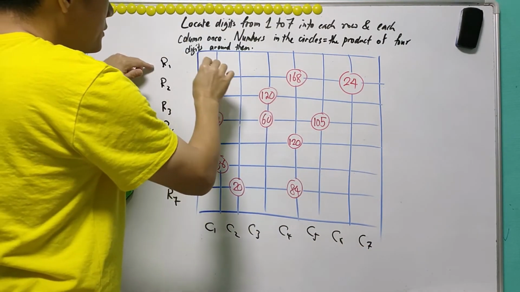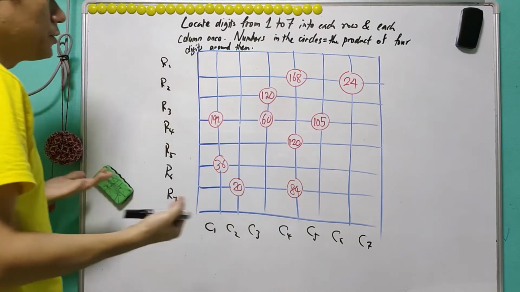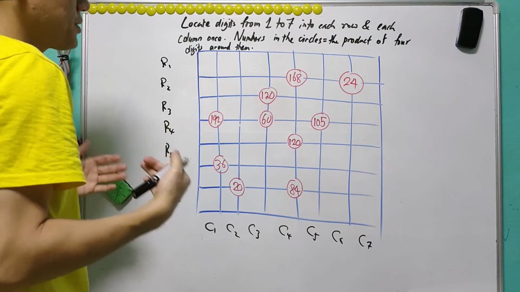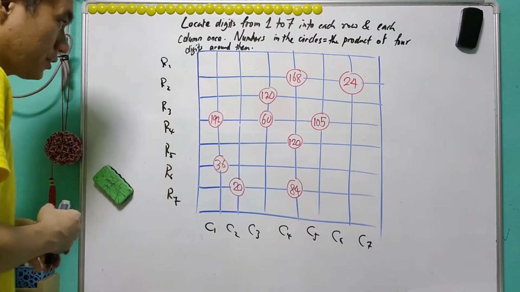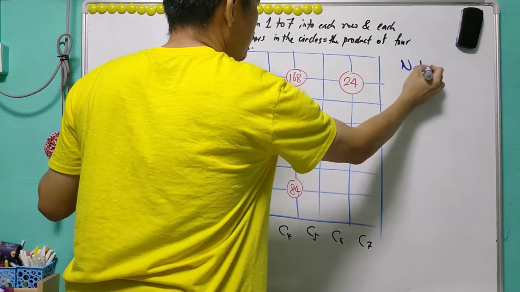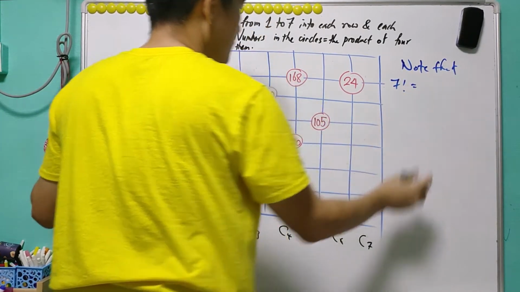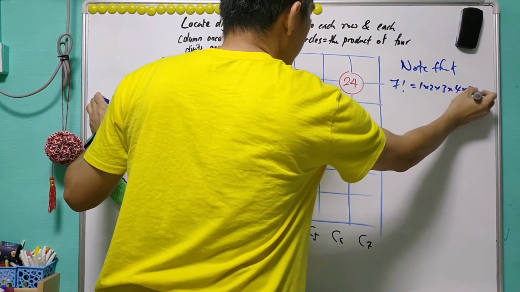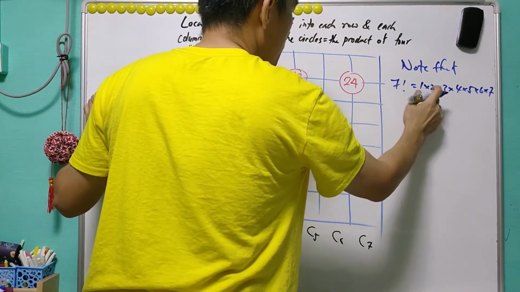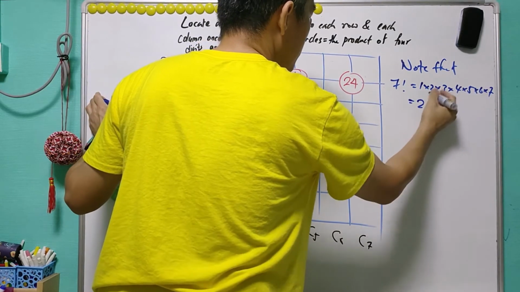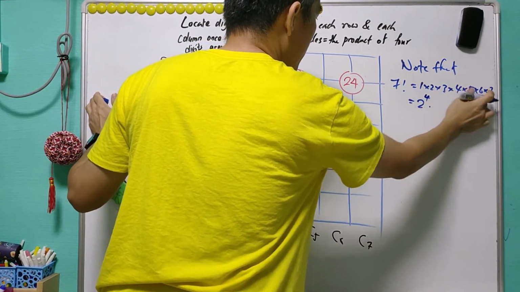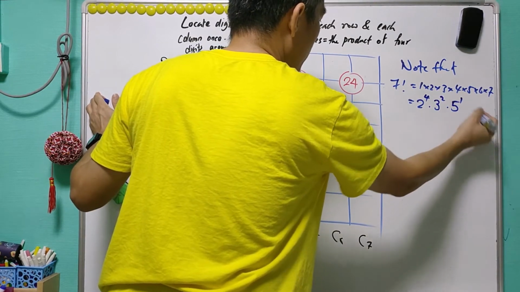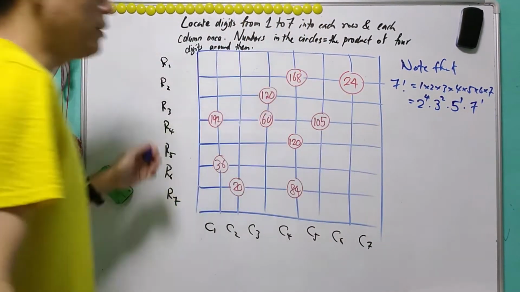The product of the 7 numbers in each row will be equal to 1 times 2 times 3 times 4 times 5 times 6 times 7. That is 7 factorial. And note that 7 factorial is equal to 2 to the power 4, 3 to the power 2, 5 to the power 1, and 7 to the power 1.